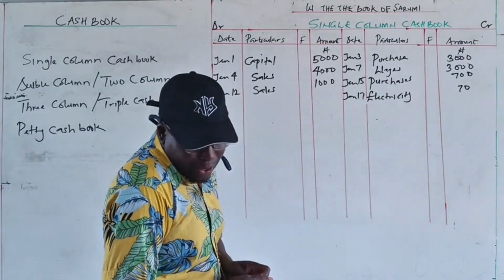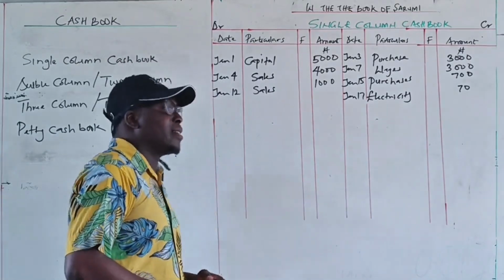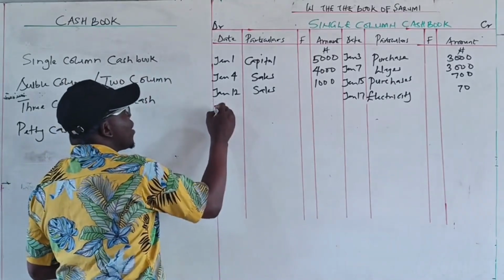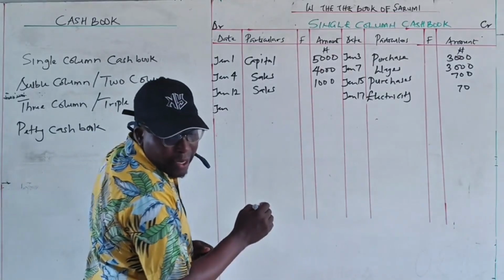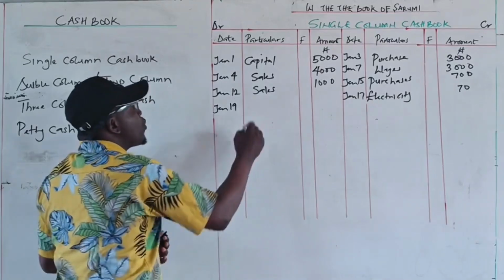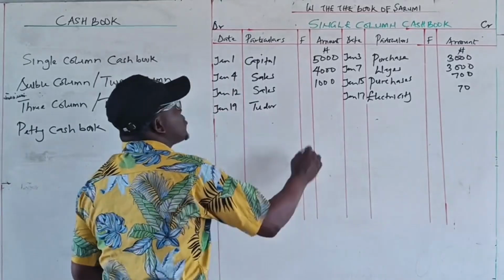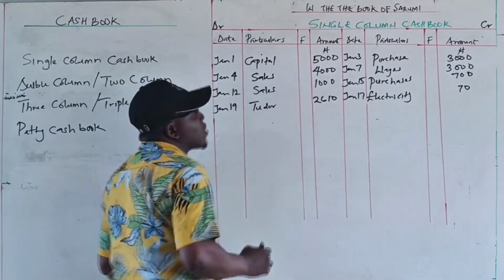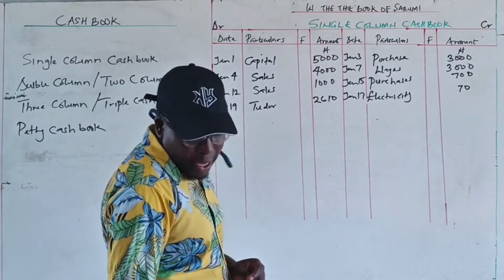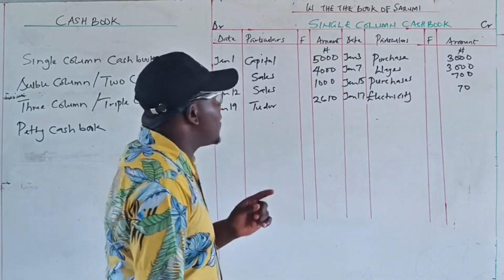So we move to the next question. In our next question, we receive cash from Tudor, 2,610. That is an inflow into the business. So we come here, we have January 19. Cash is being received from who? Tudor. So we write under particulars, Tudor. We receive cash from Tudor, so we record here 2,610 naira.